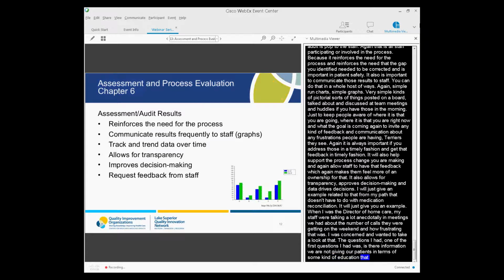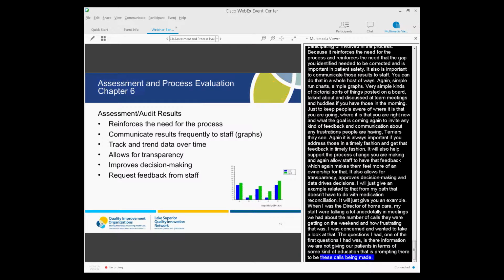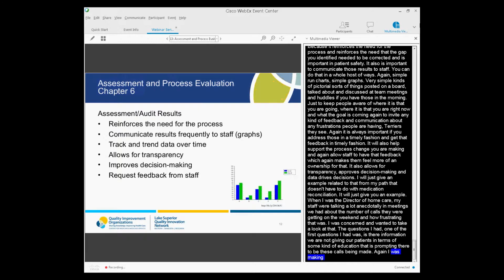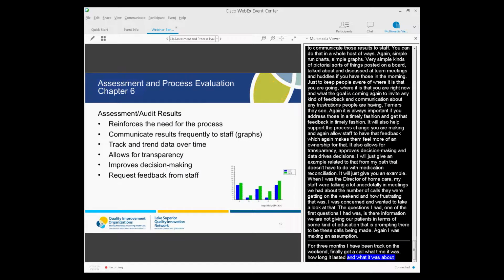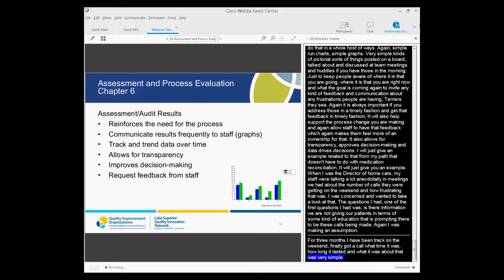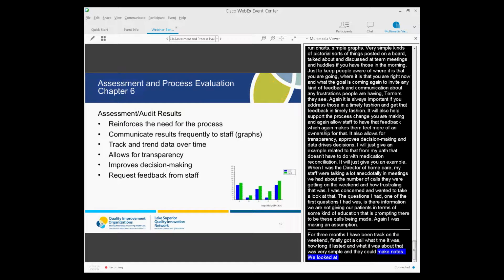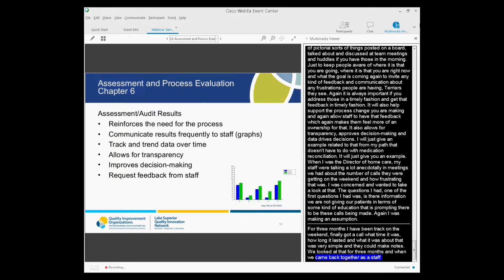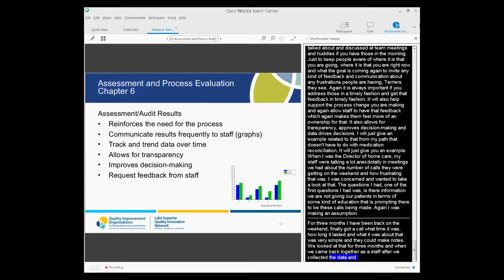So for 3 months, I actually had them track on the weekends when they got a call, what time it was, how long it lasted, and what it was about. It was very simple, and then they could make any notes. So we looked at that for 3 months, and when we came back together as a staff after we had collected all the data, and they were collecting the data, so they were very much involved in the process.